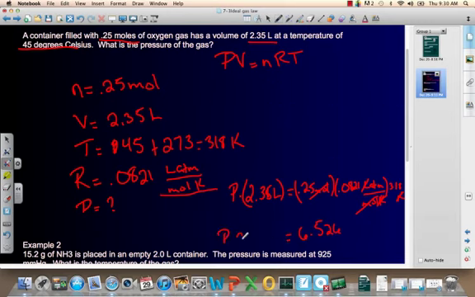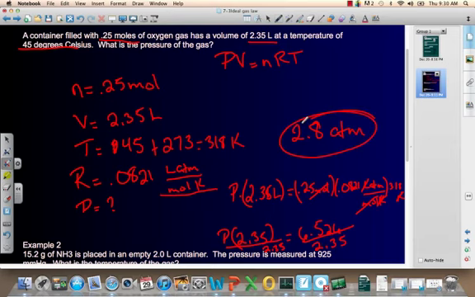So let's get P by itself now. In order to get P by itself, I have to divide by 2.35. All right, so we get 2.77 at the end. So just 2.8. And that's in atmospheres.